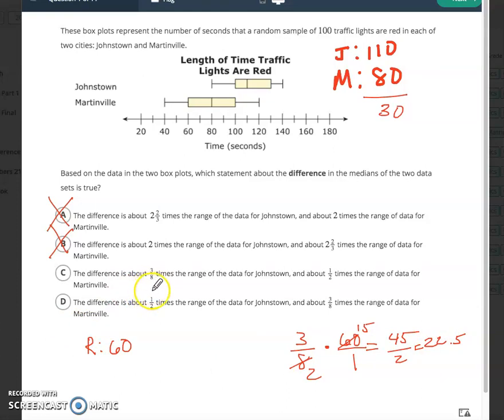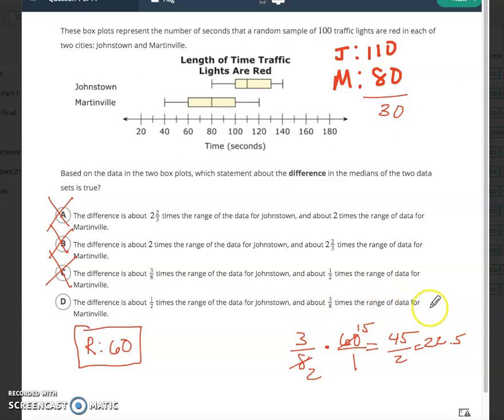So that means 3/8 of the range of Johnstown is 22.5. 3/8 of the range of Johnstown is not 30, so that can't be the answer. That means D should be the answer. So again, the difference we're talking about is 30. The difference is about 1/2 times the range of the data for Johnstown. Well, that's true because the range for Johnstown is 60.